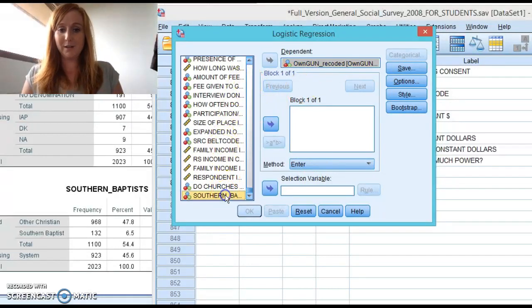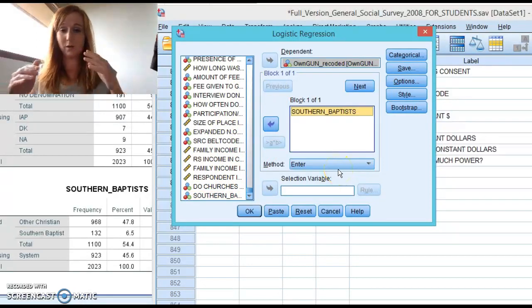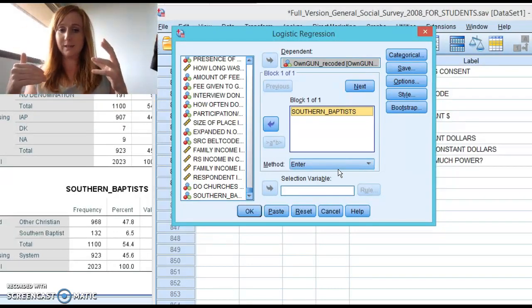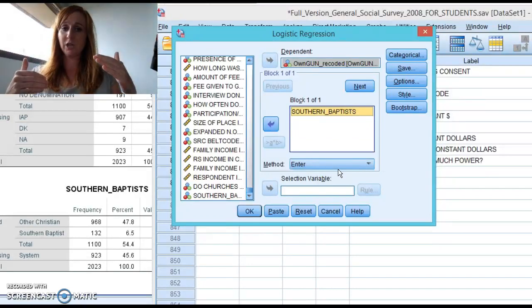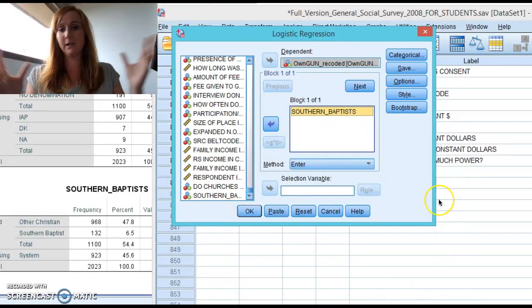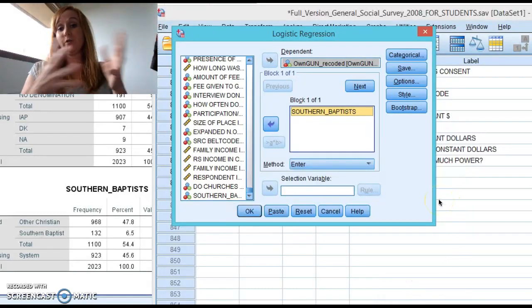And then my other variable is what we call Southern Baptists. Now, Southern Baptists were an answer choice in this variable where basically there was a sequenced question that said, what faith are you? And it listed several faiths, and if they indicated they were Christian, it said, okay, what denomination of Christianity are you? And there were about 30 different denominations they could choose from, one of which was Southern Baptist.